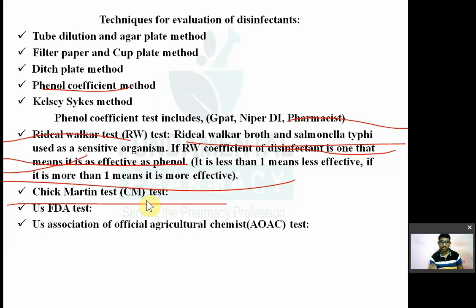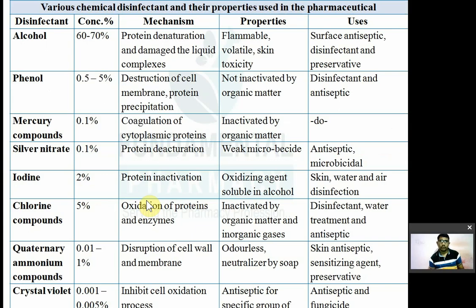Various chemical disinfectants, their mechanism, concentration, properties and uses. So alcohol is used as a disinfectant in a concentration of 60 to 70%. What is the mechanism? Protein denaturation, damage to the enzymes, lipid enzyme complex. What is its property? It is flammable, volatile and has skin toxicity. It is used as a surface antiseptic, disinfectant and preservative.